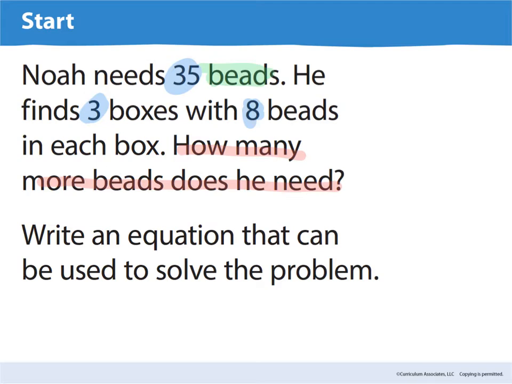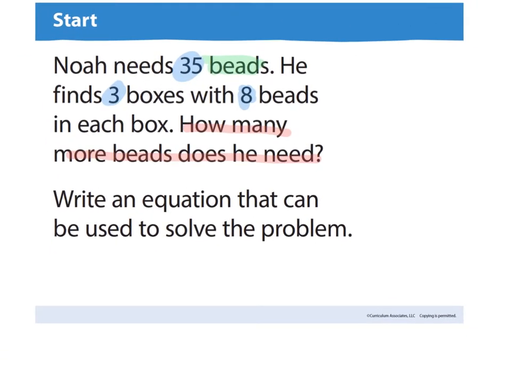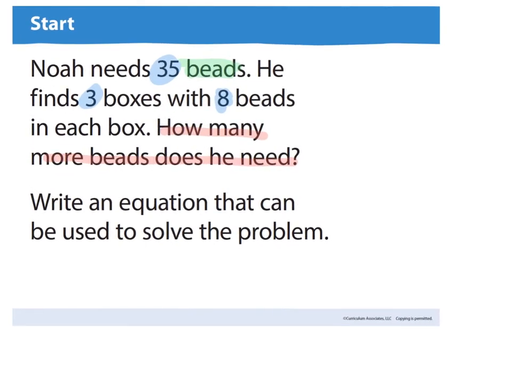So how can we break this down in a manner that makes sense to us so that we can figure this out? So take a minute, think it over. Where do I start? One way we can think about this is we need 35 beads total, right? We've got to get this number of beads. We've got to get a total of 35. Okay, great. We can do that.